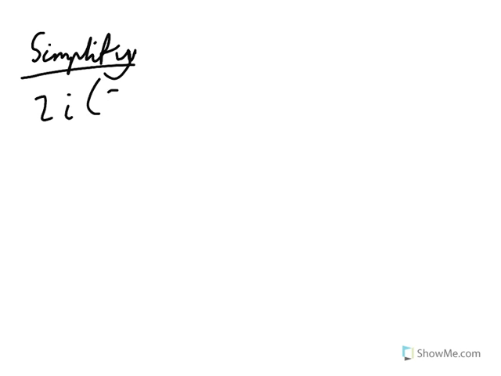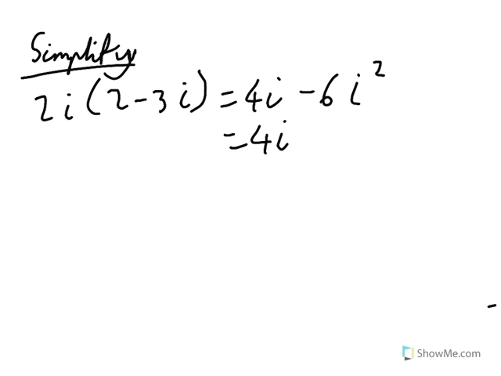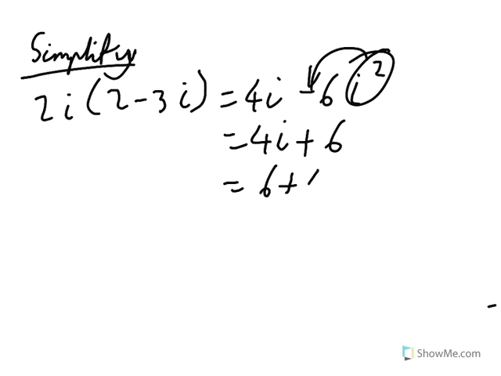First of all, we're going to be asked to simplify some things. The first one is 2i(2 minus 3i). That's simply 2i times 2, 4i, and 2i times negative 3i, so that's negative 6i squared. So 4i, and i squared is negative 1, and the negative there makes a plus, so plus 6. Normally we write the real part first, so to be precise, we end up with 6 plus 4i.